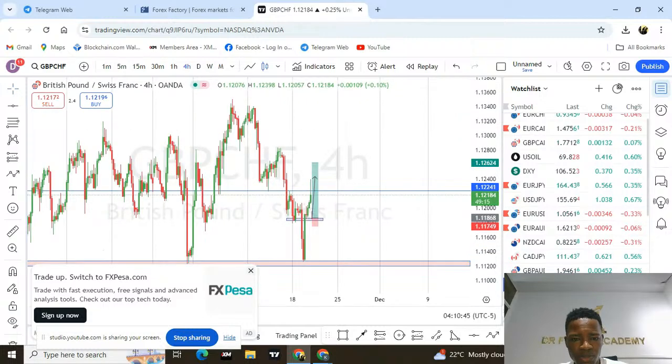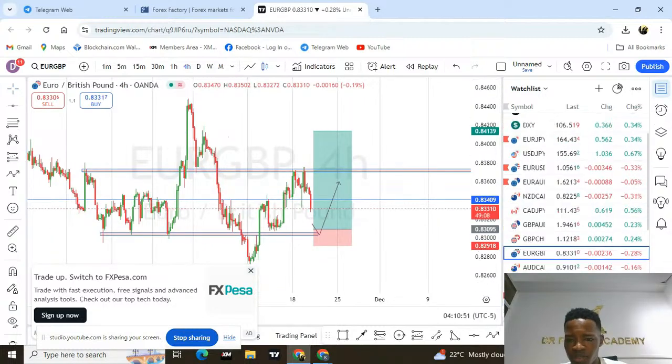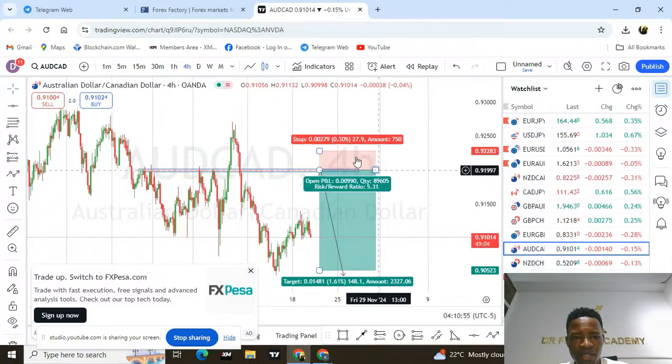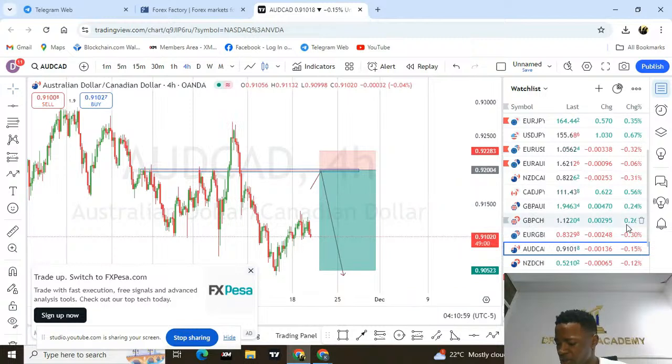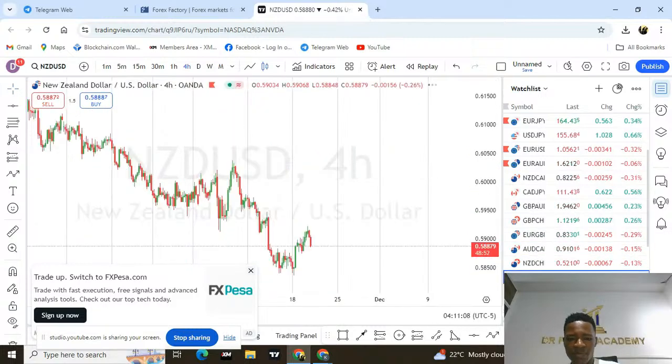And then GBP CHF, no. Euro GBP, I said no. Euro CAD. Another one, but this is a setup which is materializing after 1 week. Euro AUD, I'm giving out. Okay. Another A setup. Let me type them down.